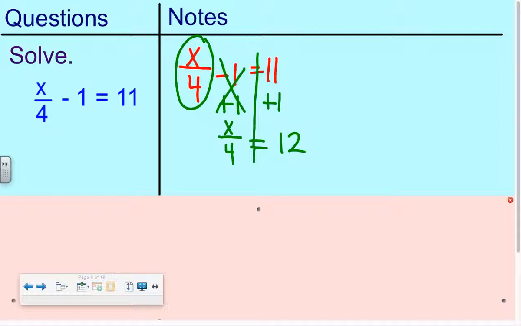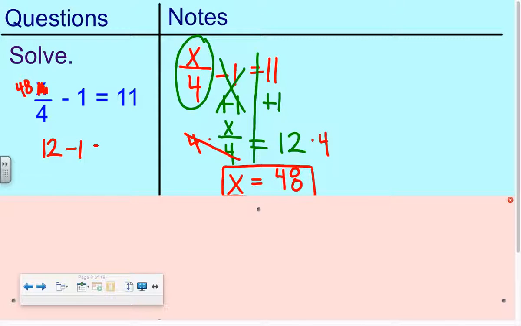I need to get x alone, so in order to do that, I need to get rid of the 4. So I'm going to times both sides by the reciprocal, 4 over 1, or just 4. So these will cancel, and I'm left with x equals 12 times 4, which is 48. If I wanted to check my answer, I could take 48 and plug it in for x. 48 divided by 4 is 12. 12 minus 1 is 11, so that would be correct.